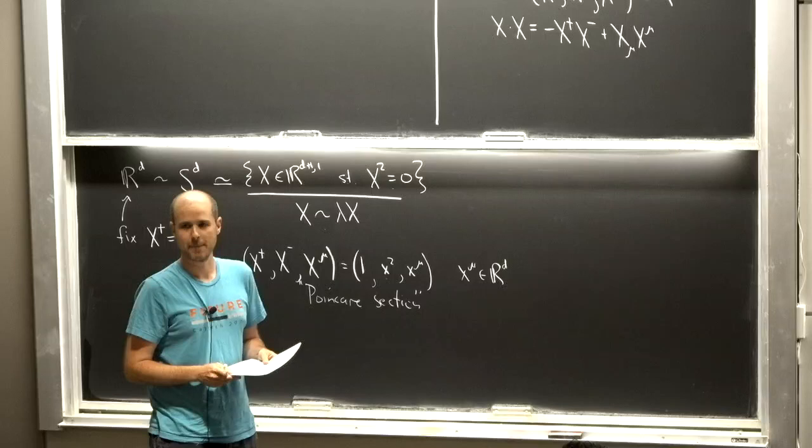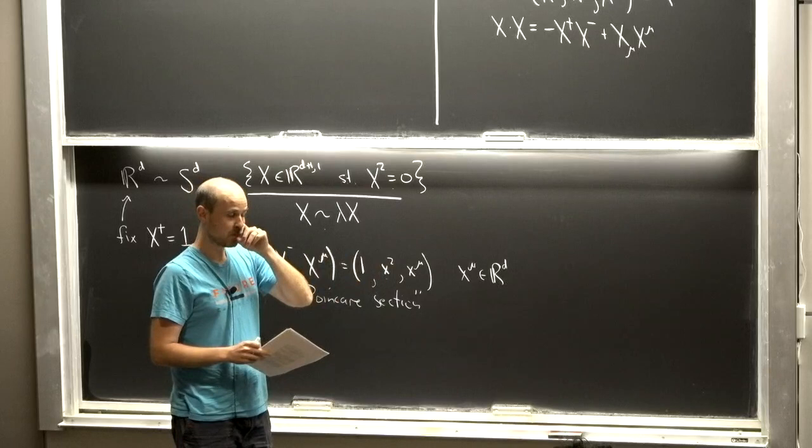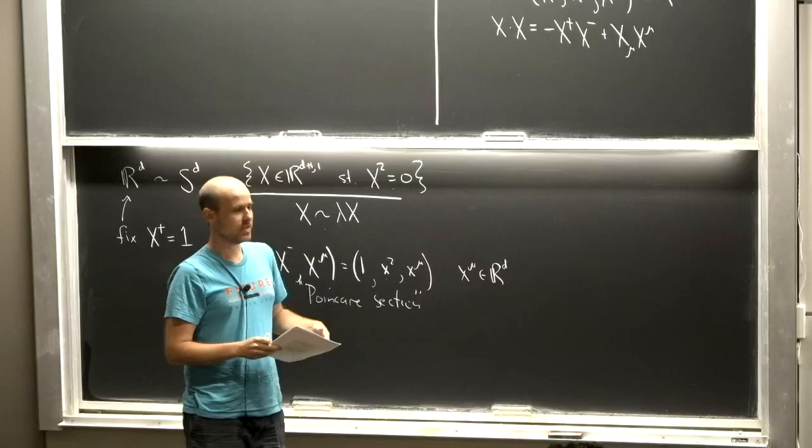OK, good. So the idea is to start on the Poincaré section. Then we act with a conformal transformation, that just acts by some matrix. However, it will, in general, take us off the Poincaré section. So we need to use the rescaling redundancy to get back to the Poincaré section.